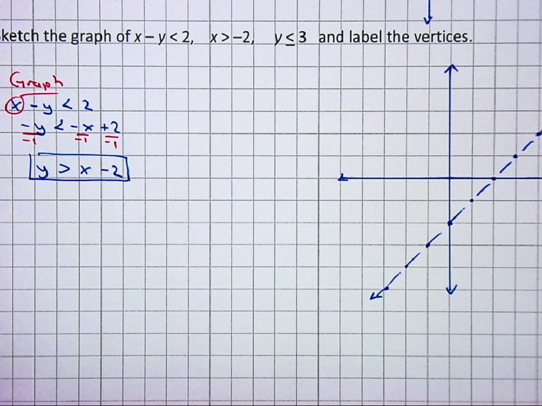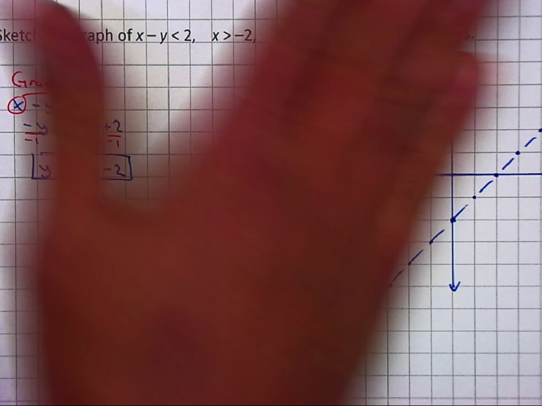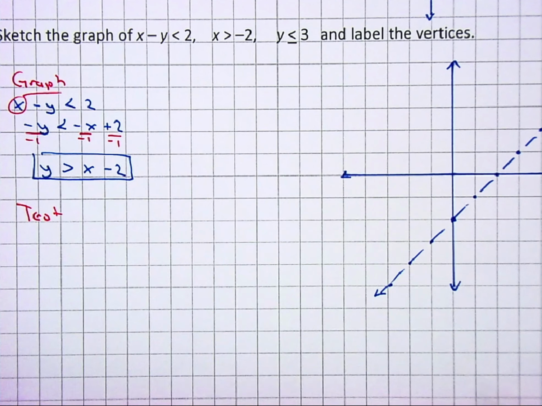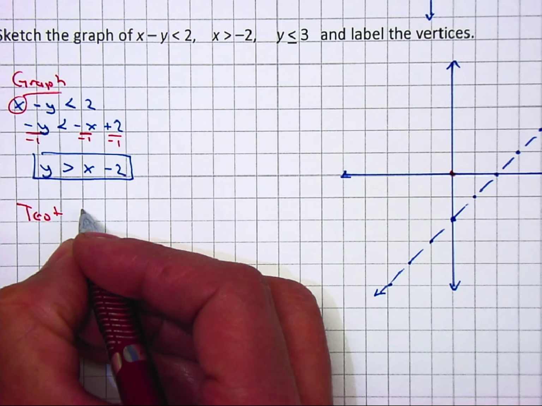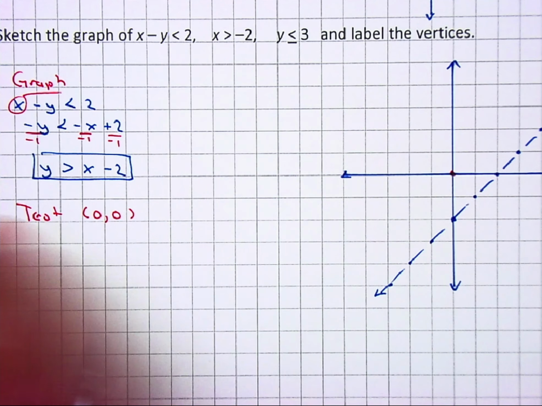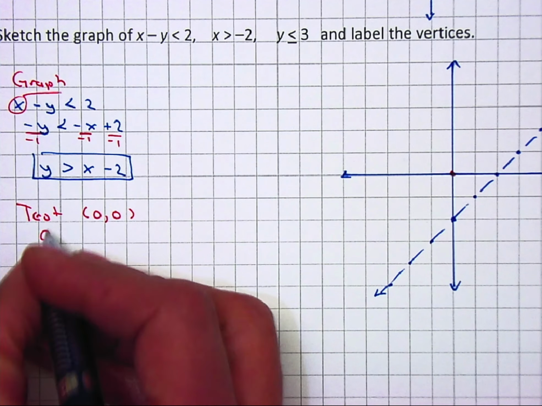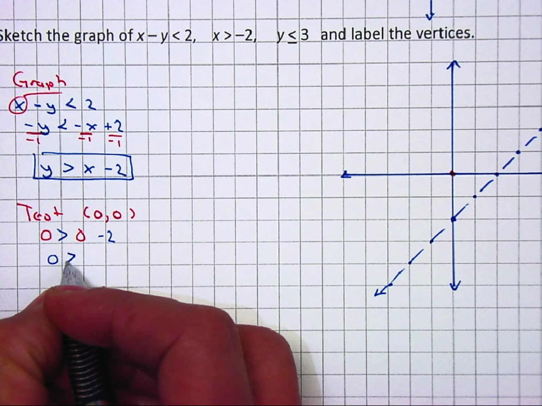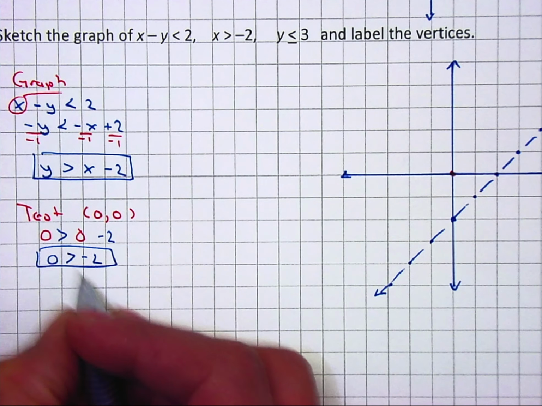And now I need to be able to decide whether I'm going to shade one side or the other. So therefore, I'm going to test a point. And you can test any point that you want. I prefer to test 0, 0 because it's a lot faster to simplify. So that will give me 0 is greater than 0 minus 2. So 0 is greater than negative 2. That is true.